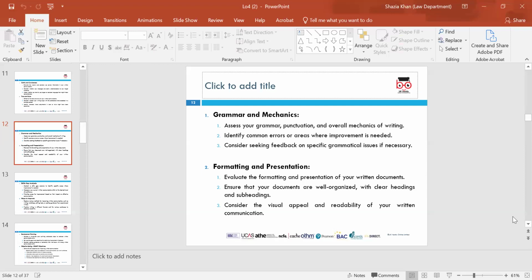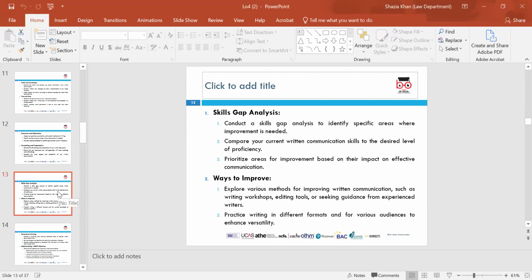Formatting and presenting. So evaluate the formatting and presentation of your written work. Ensure that your documents are well organized, with clear headings and subheadings. So anyone reading it, anyone just picking something up, is able to understand what you have written and that it makes sense to the individual. Also, consider the visual appeal and readability of your written communication. So make sure the person reading it, as we said, is able to understand what you've written, but also it's visually appealing to that person, so they're able to capture what is being written.